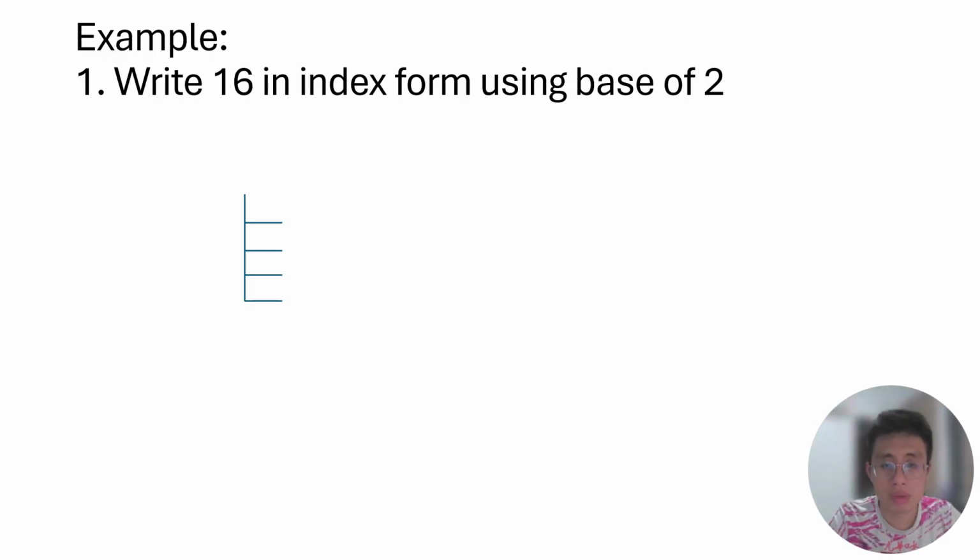Now let us continue to learn this example. Write 16 in index form using base of 2. So how to write it? It's very simple. Base of 2 means the base. So what is the power of 2 to get 16?